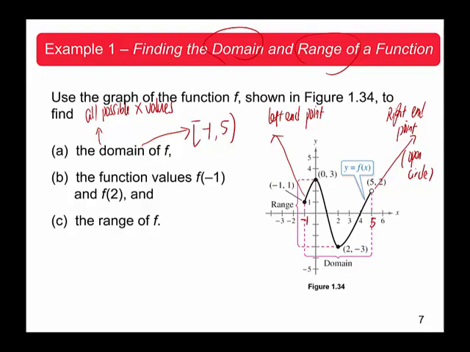We also want to find the function values at -1, meaning x equals -1. So go here, x equals -1, the y value equals 1. So f of -1 equals 1. For f of 2, when the x value equals 2, we have this point right here, and the y value turned out to be -3. So f of 2 equals -3.